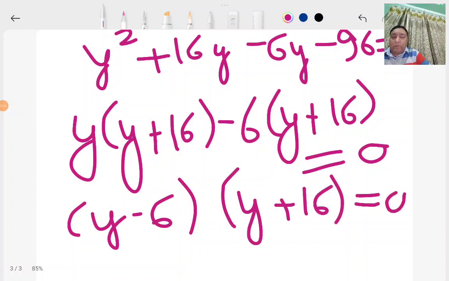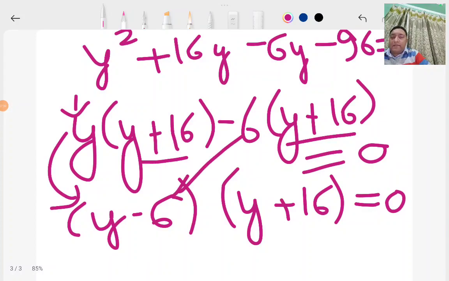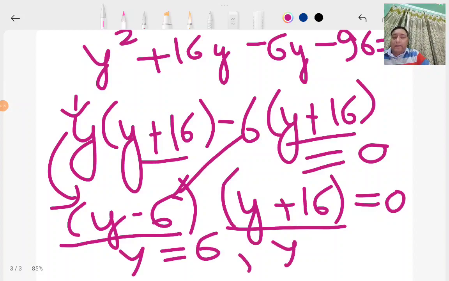As you have taken out y plus 16 as common, what you are going to get is y minus 6 multiplied by y plus 16. Now either y minus 6 should be 0 or y plus 16 should be 0. If y minus 6 is equal to 0, y will become 6, and here y becomes minus 16. Now what was the problem? Initially it was x, not the y variable. We have used y, so the question is still not done.